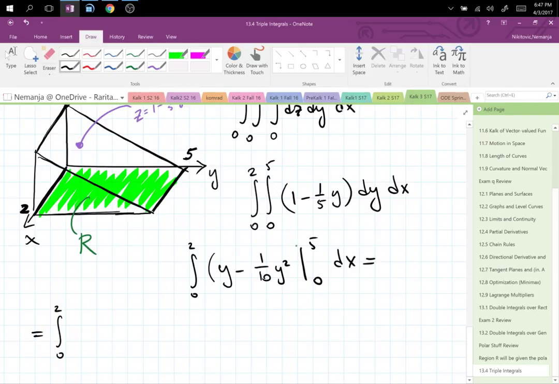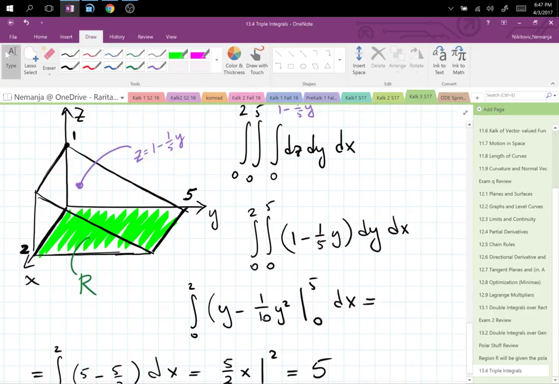That's 5 minus 25 over 10, which is 5 halves, dx. So you're integrating 5 halves, which is 5 halves x from 0 to 2. And now the 2 and 2 cancel, so it's 5. And you go, of course it's 5.